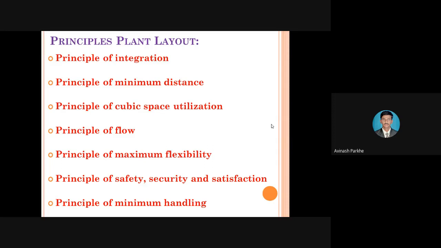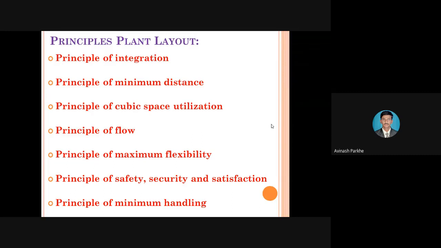Then you have to perform the milling operations. Then at the second location you have to install the milling machine. At the third position, if you have to perform the drilling operations, at that time the drilling machine will be located at the third step.